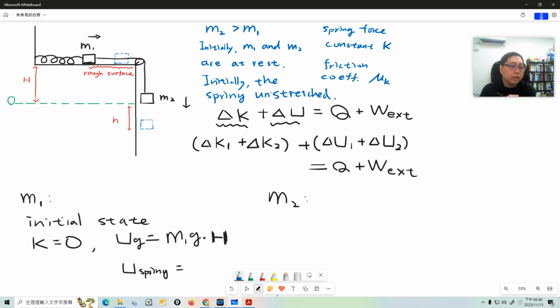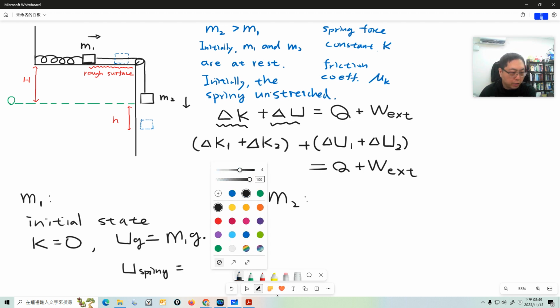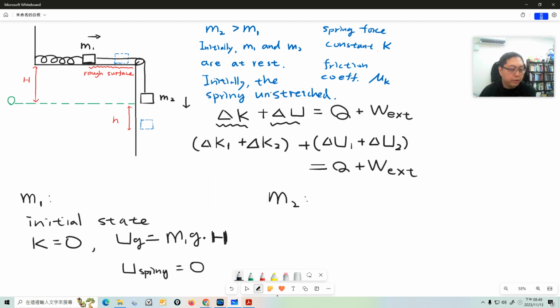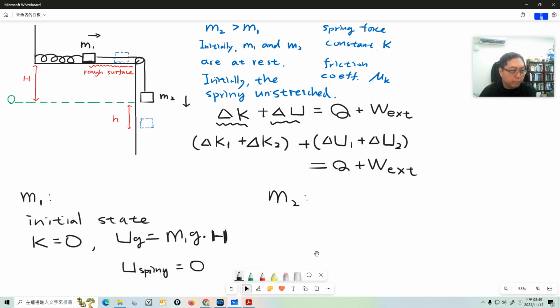Right? Initially, the spring is unstretched. So if the spring is not stretched, there is no elastic potential energy. So for M1, the elastic potential energy is also 0. Okay, and so that's M1 for the initial state. Okay, so M2, let's do the same thing. M2 initial state.